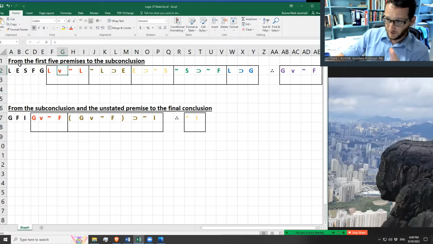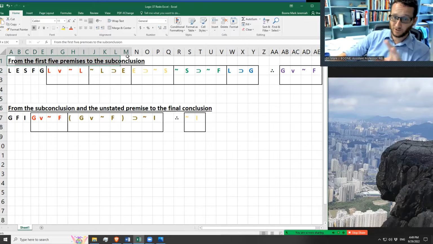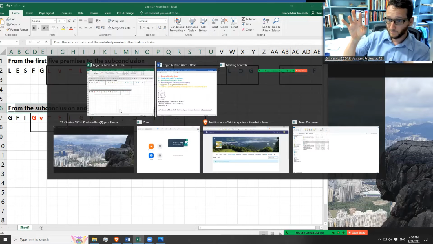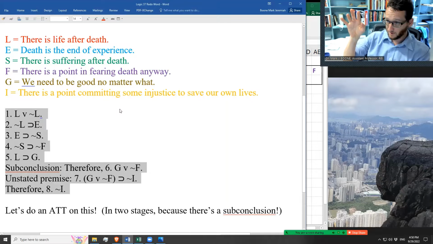Now, we're going to do this in 2 stages. The first stage will go from the first 5 premises to the subconclusion. The next stage will go from the subconclusion and that unstated premise to the final conclusion. So if need be, pause the video right here and right here. If necessary, go back and forth.